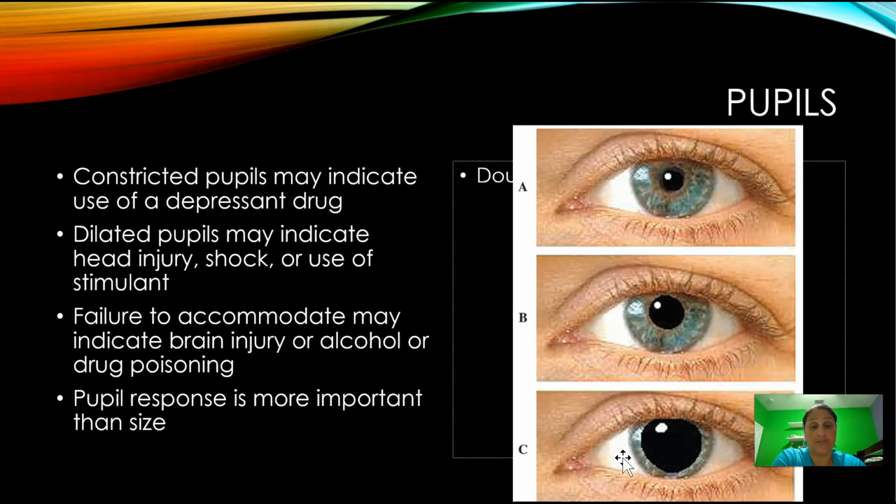And later on in the semester, when we talk about concussion, we will end up talking about the 12 cranial nerves and what nerves we're assessing when we're doing that. If there is no accommodation, we're worried about brain injury or alcohol or drug poisoning. And just know that the pupil response is much more important than the size. Okay.